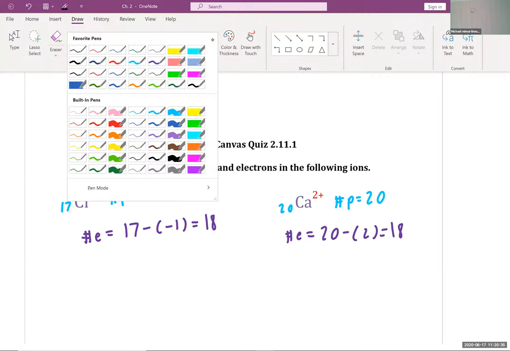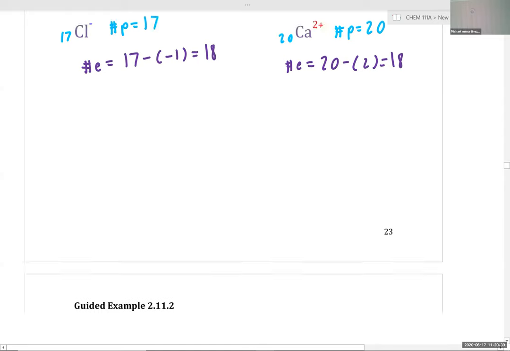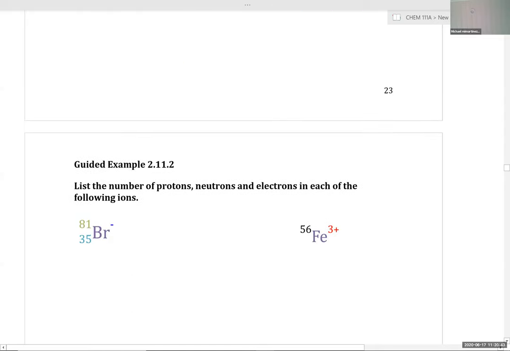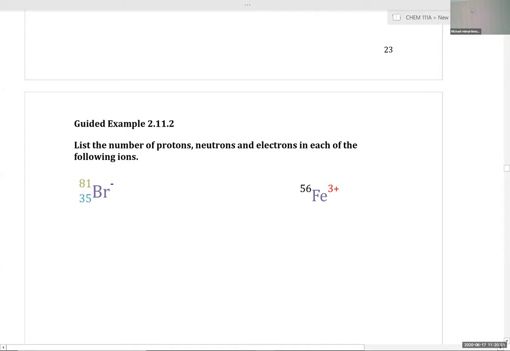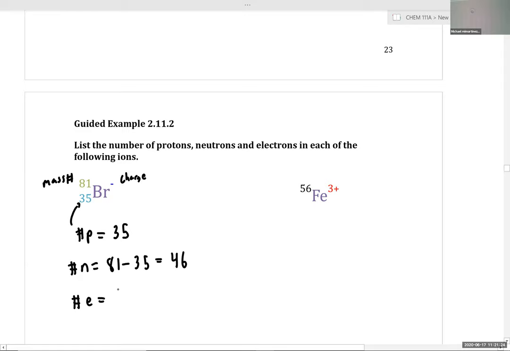If not, let's continue on and work through a few additional problems. In this case, we're asked to list the total number of protons, neutrons, and electrons in each of the following ions. Starting off with this bromine ion, our number of protons is equal to our atomic number, which is 35. Our number of neutrons is equal to our mass number, which is 81, minus our atomic number of 35, and that in turn gives us 46 neutrons. Our number of electrons is equal to our number of protons, which is 35, minus the charge, which is -1, to give us 36 electrons.